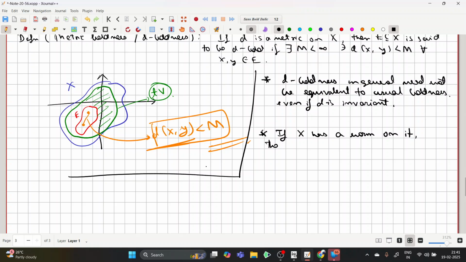Then both the d-boundedness and usual boundedness are equivalent.